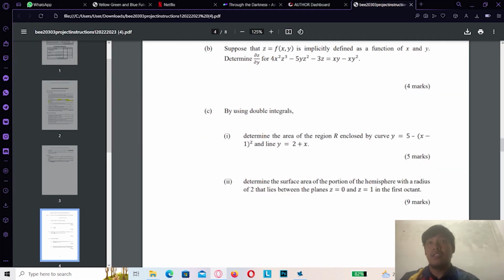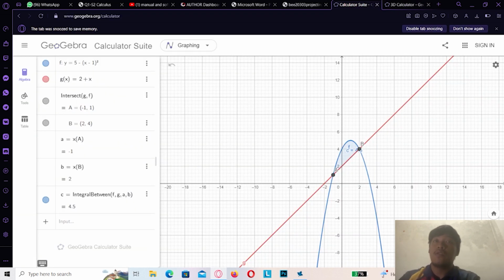For the next question is C. By using double integrals, determine the area of the region R enclosed by curve y equal to 5 minus x minus 1 square and line y equal to 2 plus x. So I use GeoGebra calculator.